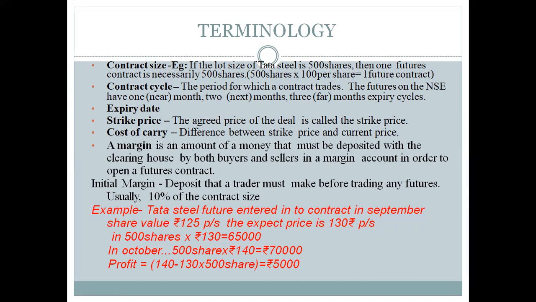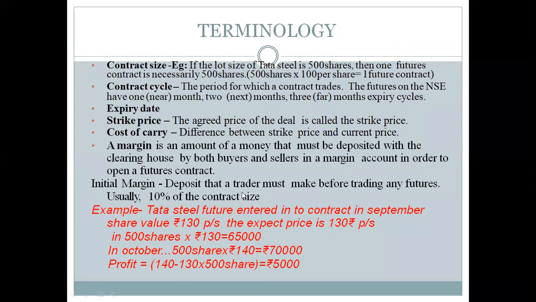Strike price: the agreed price of the deal is called the strike price. Cost of carry: the difference between the strike price and the current price. A margin is the amount of money that must be deposited to open a future contract. Initial margin is the starting token amount which has to be paid. It will usually be 10% of the contract size.